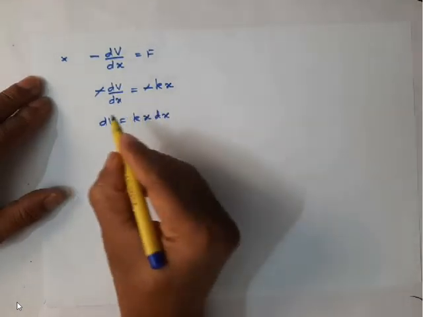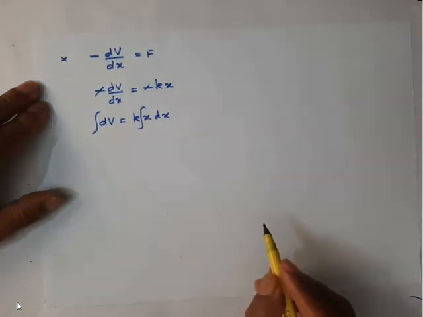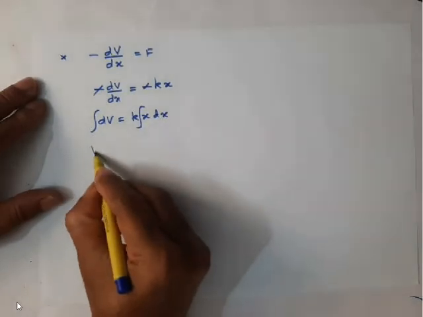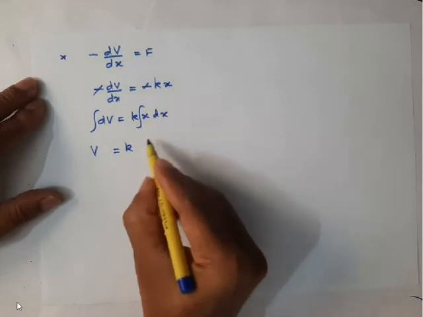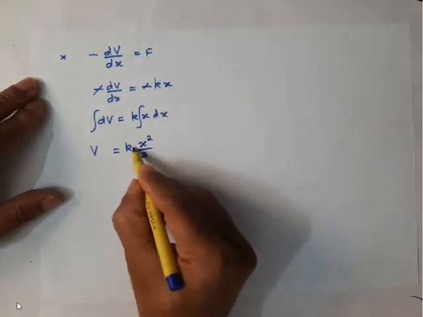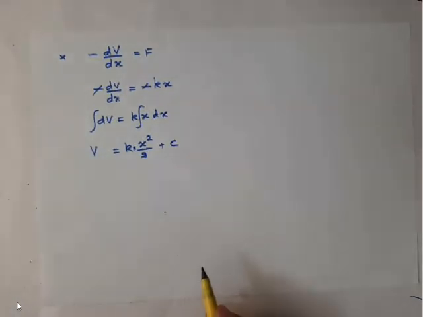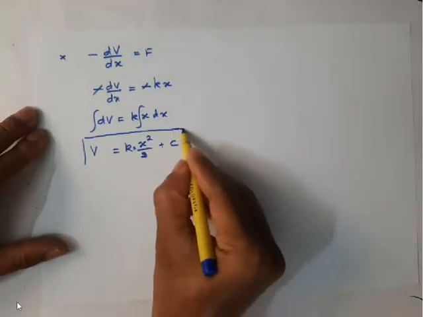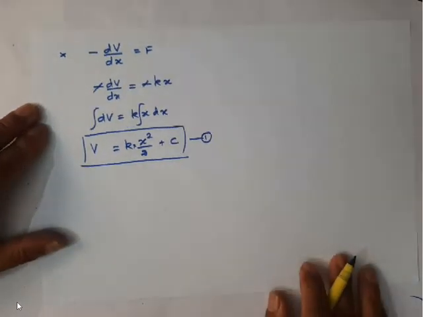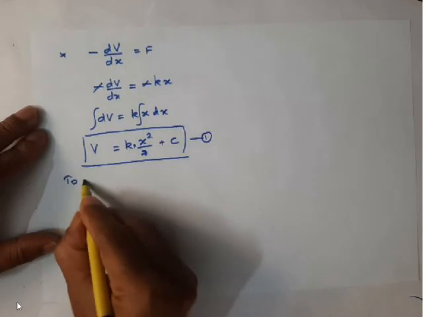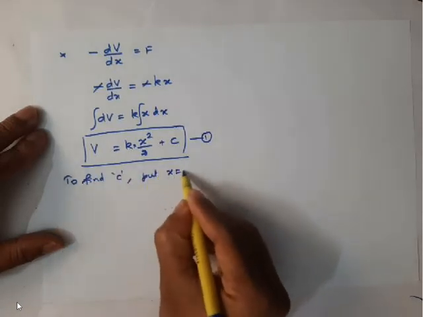Now, I'll integrate both sides. So, integral dV equal to k into integral x dx. Integral dV is V, equal to k into integral x dx, which is x square by 2. Then we should introduce a constant called the integration constant. Now we need to find the value of the integration constant. Let us take this equation as equation number 1. To find c, put x equal to 0.